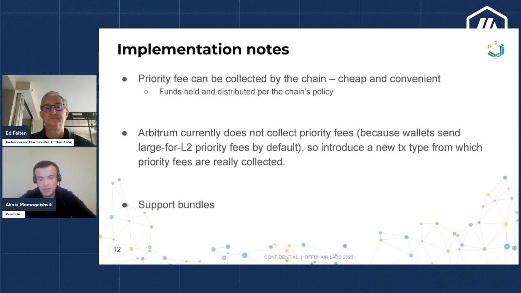So a bit about implementation. Ed already mentioned that it's collected by the chain, and then the chain decides what to do with the revenue, and it is cheap and convenient because all the infrastructure is already there. So at the moment, the Arbitrum sequencer doesn't collect the priority fees with the same transaction type as Ethereum has. There is one feature, priority fees, because they put large priority fees there. So to collect the bids in this proposal, we would introduce a new transaction type, which has this new field. And yeah, as I mentioned, we also support bundles.